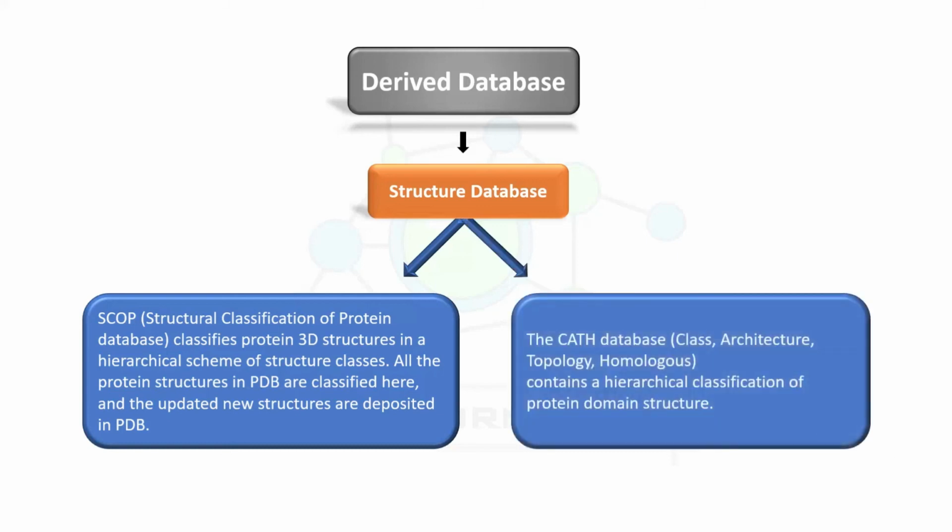SCOP, structural classification of protein database, classifies protein 3D structures in a hierarchical scheme of structure classes. All the protein structures in PDB are classified here, and the updated new structures are deposited in PDB. The CATH database, class architecture topology homologous superfamily, contains a hierarchical classification of protein domain structure.